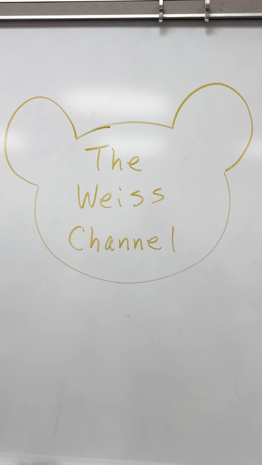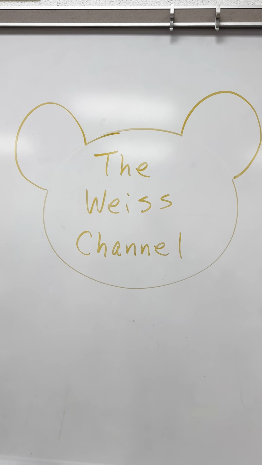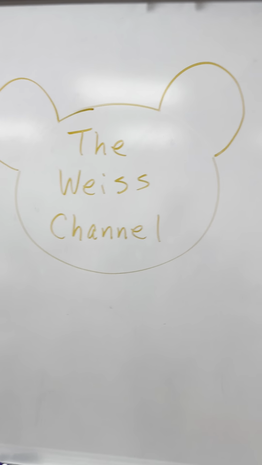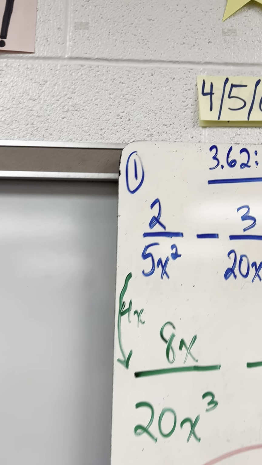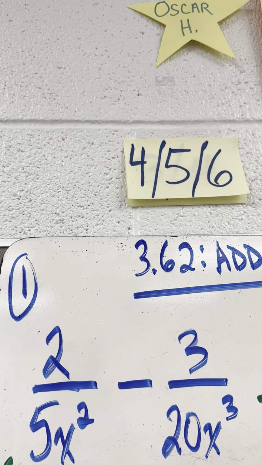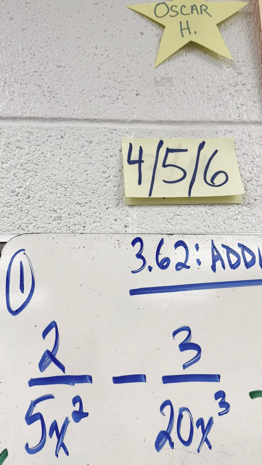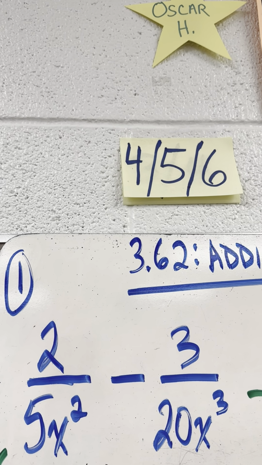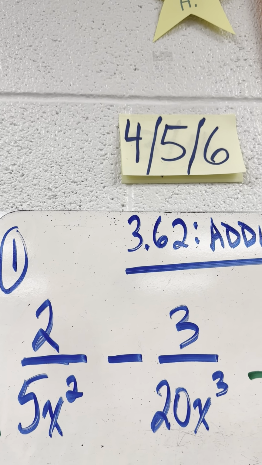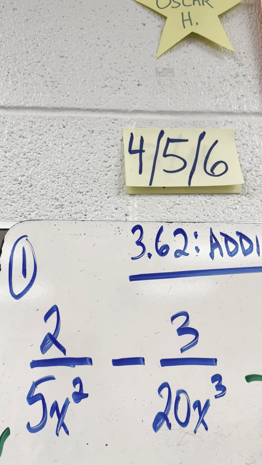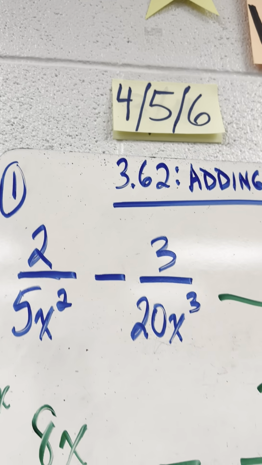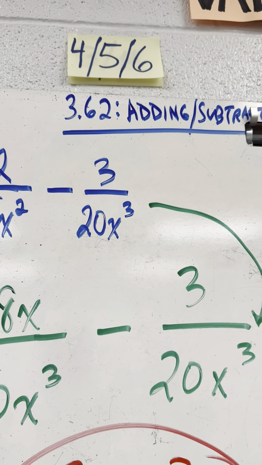Today we are adding and subtracting rational expressions part 2. It's all about finding a common denominator, okay? So here, what's the common denominator here? Would you agree that 20x to the third is the common denominator? Because 5x squared goes into 20x to the third, and 20x to the third goes into 20x to the third. So 20x to the third is the common denominator.